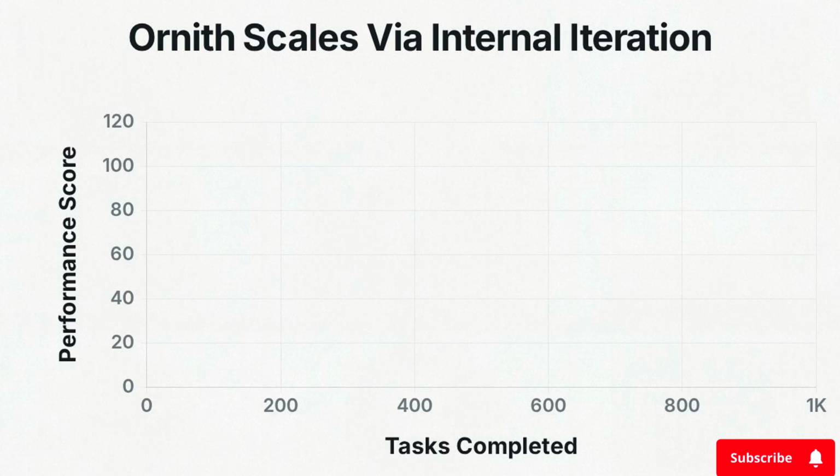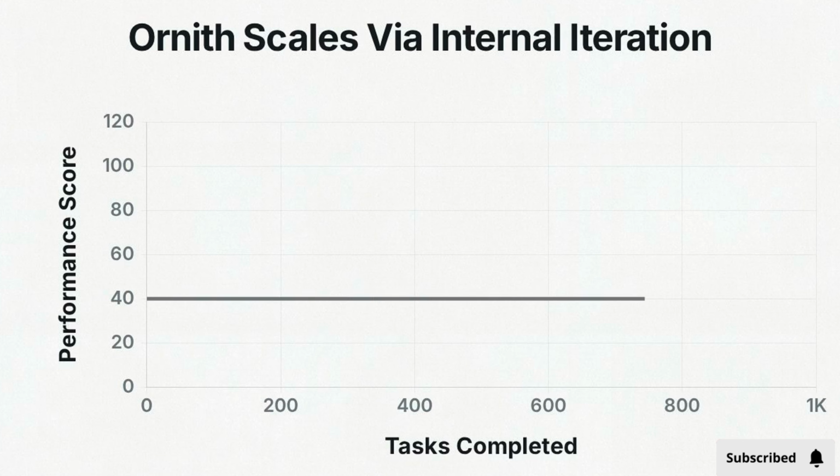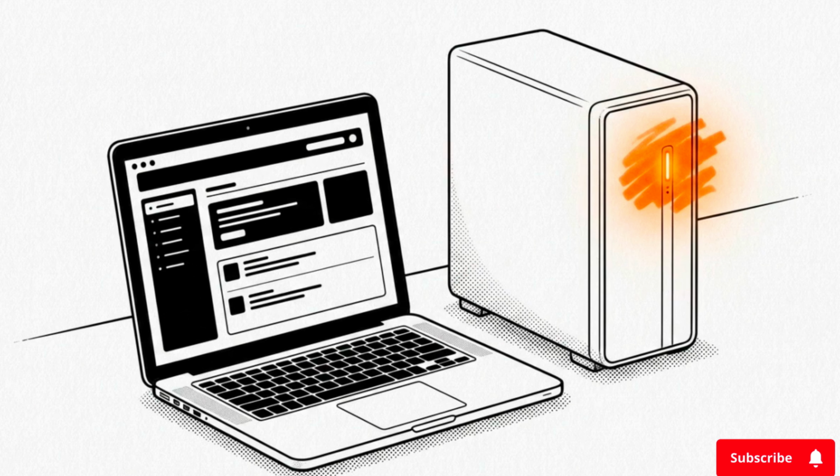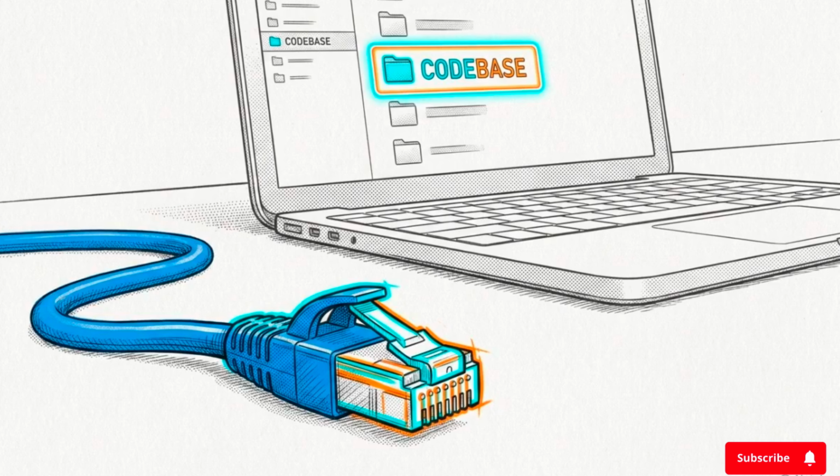This chart tracks performance over time. Standard open-source models remain static after you download them, while Ornith scales upward with every task it completes through internal iteration. Running this locally gives you an evolving engineering assistant. You retain total privacy over your proprietary codebase, and you eliminate cloud API costs.